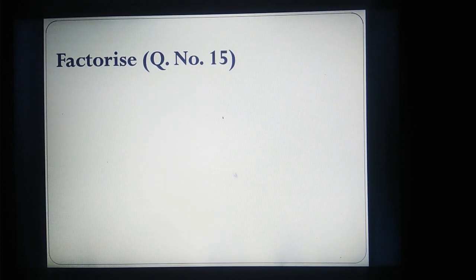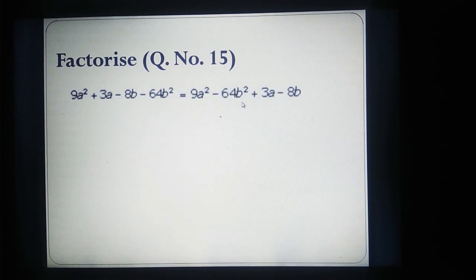Let us move to the next question, that is question number 15. We need to factorize this particular thing. Like last time we are going to keep the square terms together, so basically this and the first one will be kept together. If I do that, then I have this one, right? And this can be written in perfect square manner, that is it will be equal to 3a whole square, and similarly this can be written as 8b whole square.